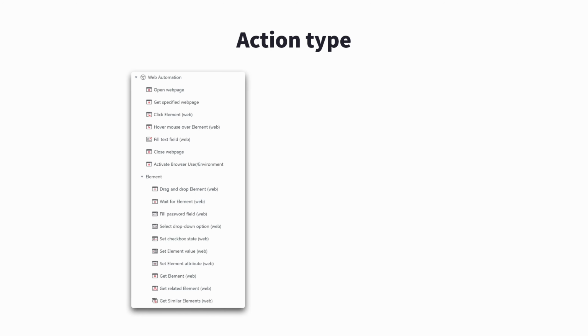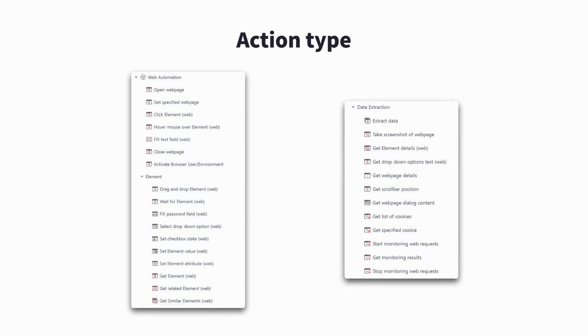Web page operations correspond to action type and fall into two categories: interactive operations, including click, input, hover, etc., and retrieval operations, including getting text, information, position, etc.